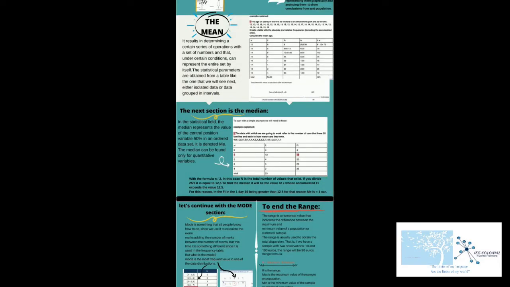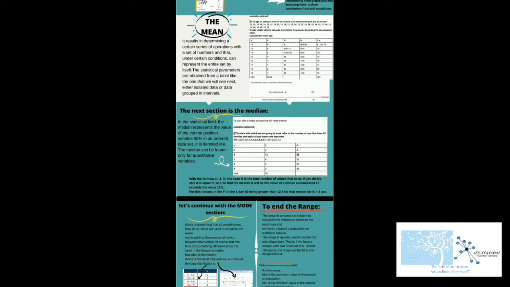The mode is something that all people know how to do, since we use it to calculate exam grades by adding the grades and dividing by the number of exams. But what is the mode? The mode is the value that occurs most frequently in a data distribution. There can be more than one mode when we find two data values that have the same maximum absolute frequency. Its main properties are simple calculation, very clear interpretation, and it can be calculated for qualitative variables.